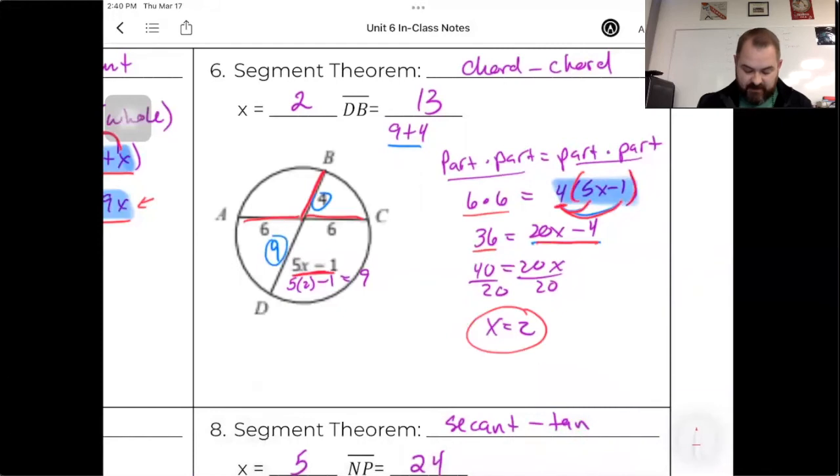And then they ask for the length of DB. So if I plug in 2 here for x, 5 times 2 is 10. 10 minus 1 is 9. That 9 plus the other side 4 equals my total 13.